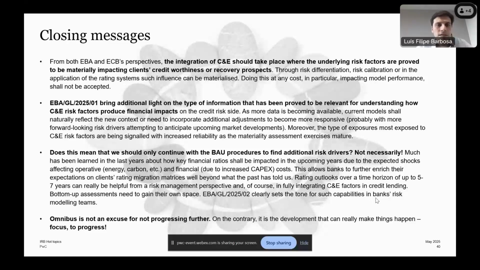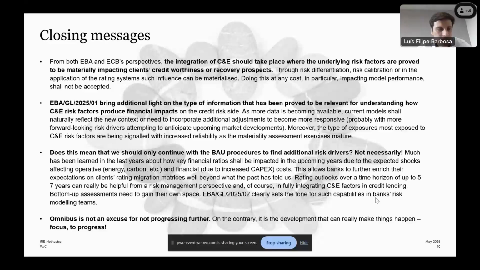EBA signaled clearly in the beginning of this year that there is a lot of information. We know much more today than we knew 3 or 4 years ago about the different transition channels and the impacts in terms of the financial side. From the business as usual perspective, yes, the models will address the current reality, but we need to look ahead and try to invest in your rating outlooks. It is a very important point, especially in such volatile and uncertain times that we live in today.